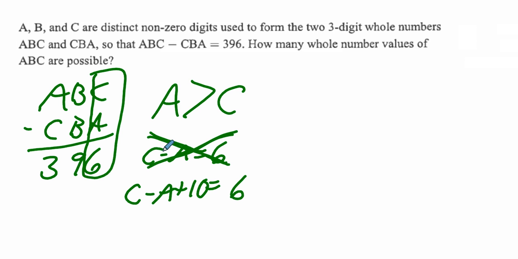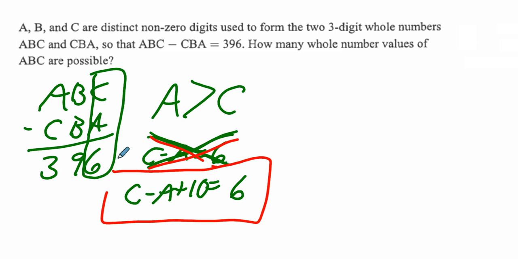Why is it not possible? I'm not sure why it's not letting me change color, but it isn't. There. It is not possible because A has to be bigger than C. So you can't take C and subtract a bigger number and get a positive answer. So we know that this has to be the one we're focused on.